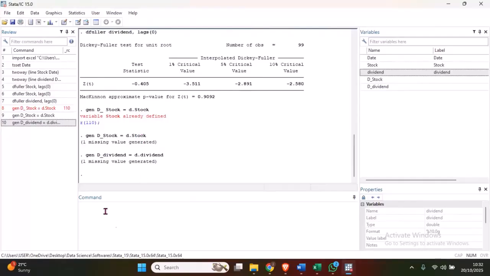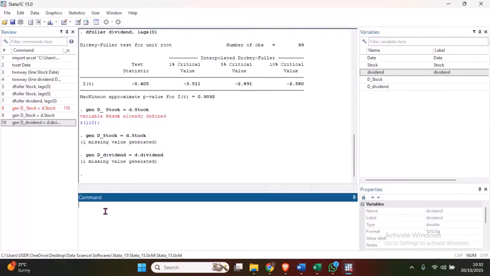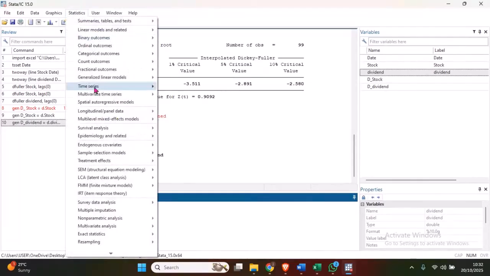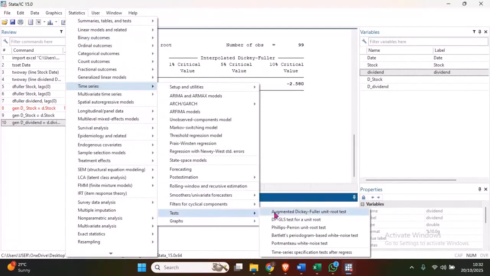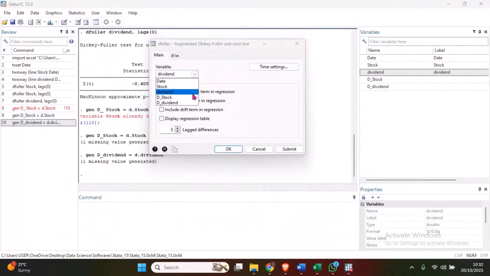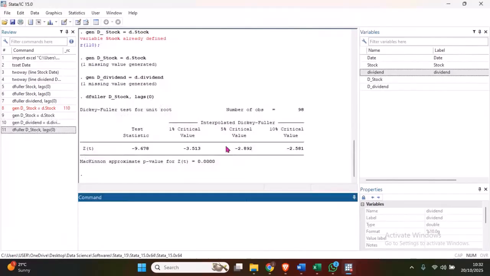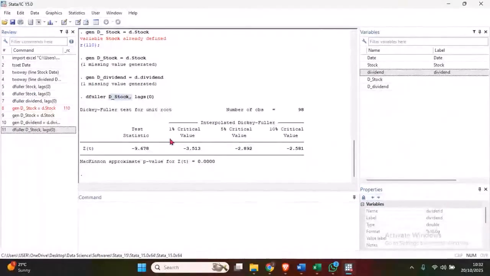So now, because we have the first difference of each one of them, we carry out the augmented Dickey-Fuller test, the stationarity test, for the differenced series. We carry out the stationarity test for the difference variable D stock. You see now, after differencing, it has become stationary. The p-value here is less than 0.05, meaning that we reject the null hypothesis, and we conclude that the series is stationary. Then you do the same for the dividend.